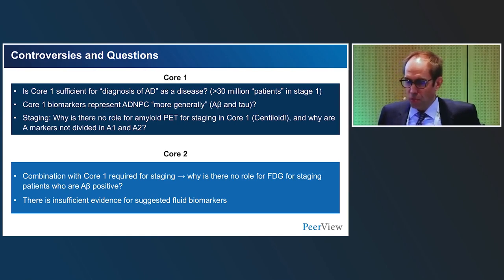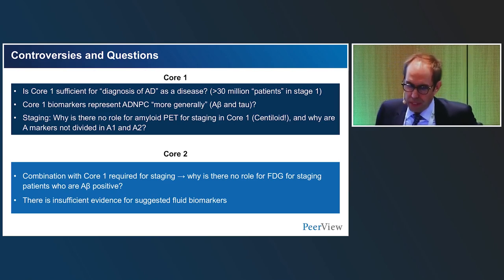Core 1 biomarkers represent ADNPC. So they represent, as they stated, Alzheimer, A-beta pathology and tau pathology in a general form, which is, to my opinion, not true because we have PET biomarkers such as amyloid PET that only selectively represent amyloid. They had to be tested in that way. And there have been other tracers, you may remember, that were not specific. They were binding to amyloid and tau at the same time, and they never made it. They were not successful because they were not specific. We have this situation now for some of the fluid biomarkers.